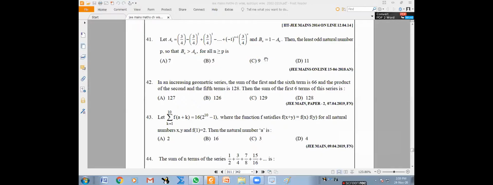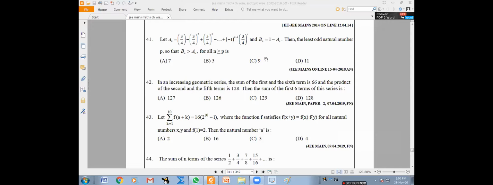Yeah. So for all n greater than or equal to P, what is that? They also ask for the least odd natural number. Whether they asked for odd or not, we'll see what happens. Bn is 1 minus An. That should be greater than An. That means you bring this side: 1 greater than 2An. An should be less than 1/2. Basically, that's the question.